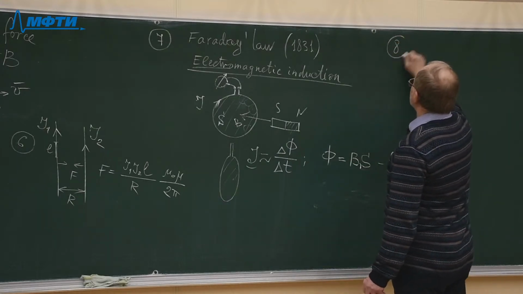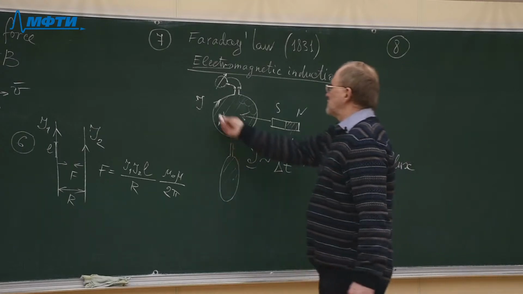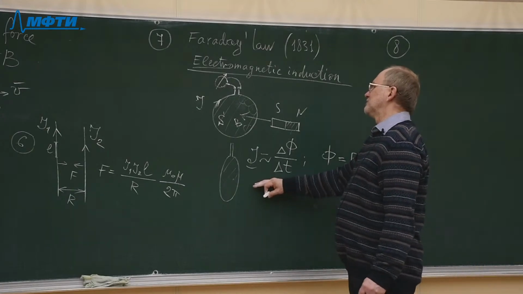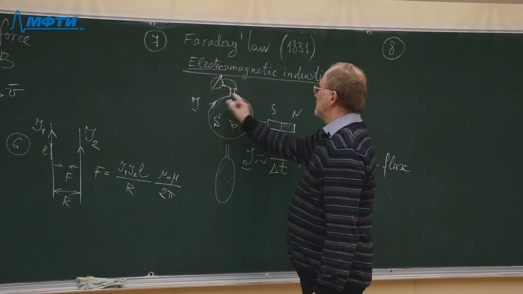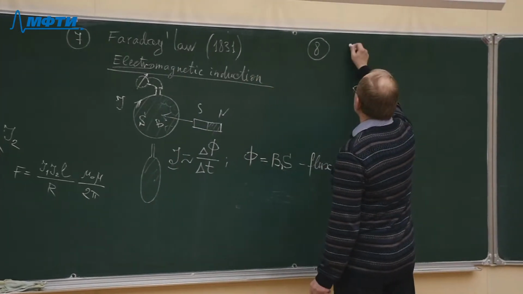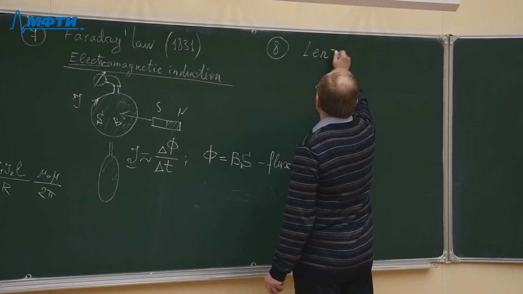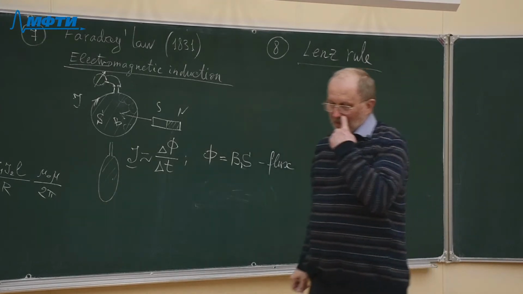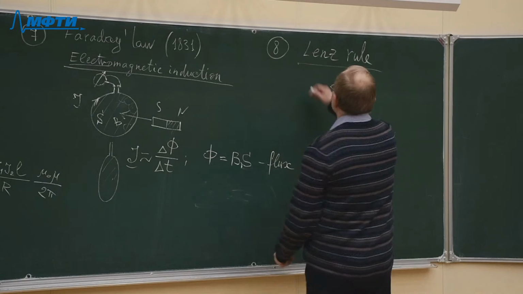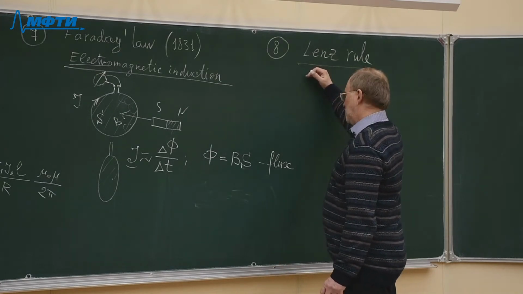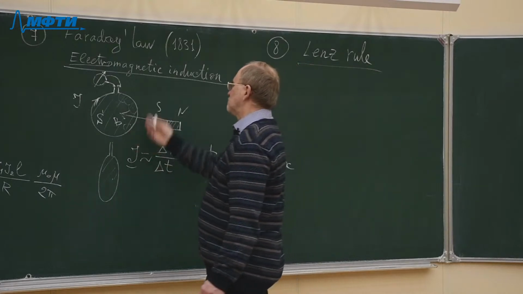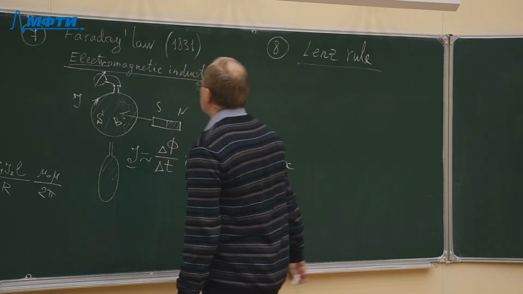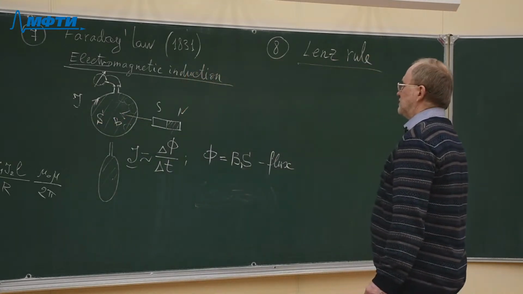Another important thing which we will consider is the direction of this current. So this formula gives you just the magnitude of the current, and the direction of the current is defined by a so-called Lenz's rule. The Lenz's rule was established by the physicist Lenz, who studied this effect and formulated the strict rule which can help you define the direction of the current in every situation, whatever happens here.